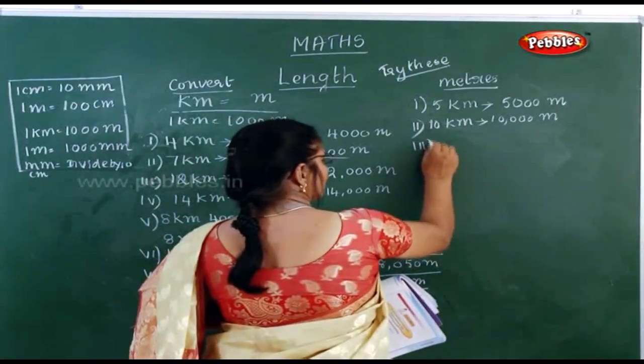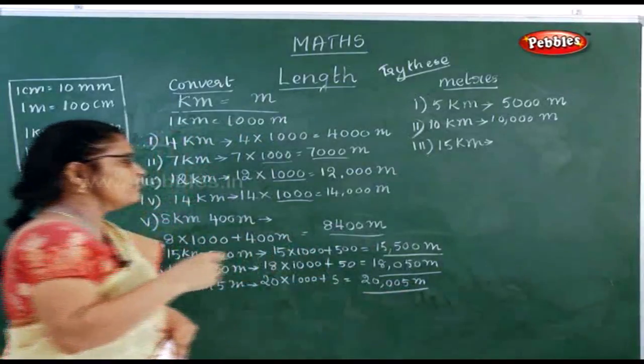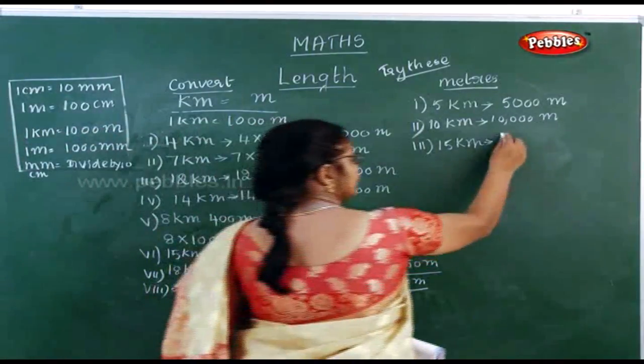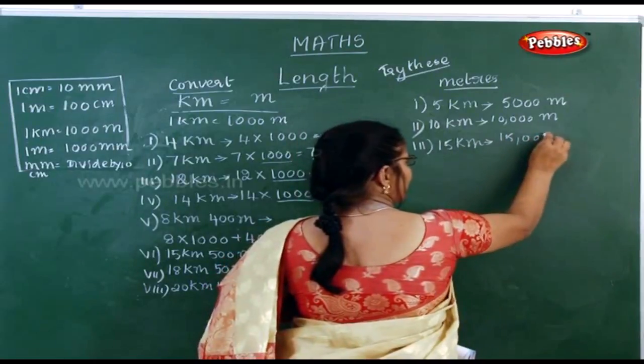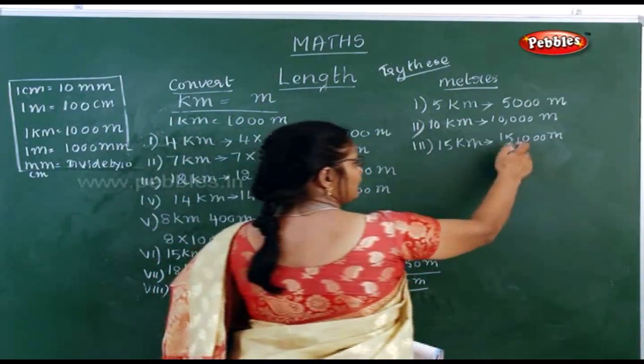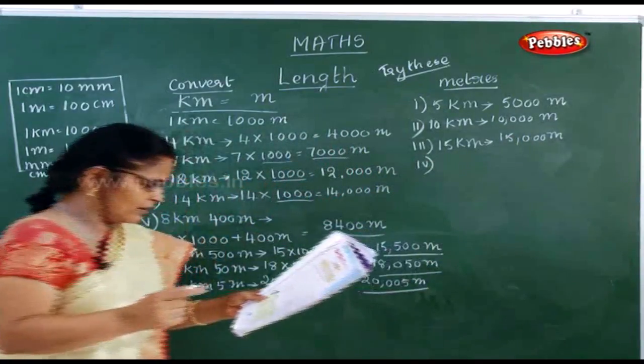15 kilometer. Can anyone try this? How will you convert this into meter? Very good. It is 15,000 meter. How 15,000? You have 15 into 1000. So 15,000 meter. Now what is the fourth one they have given?